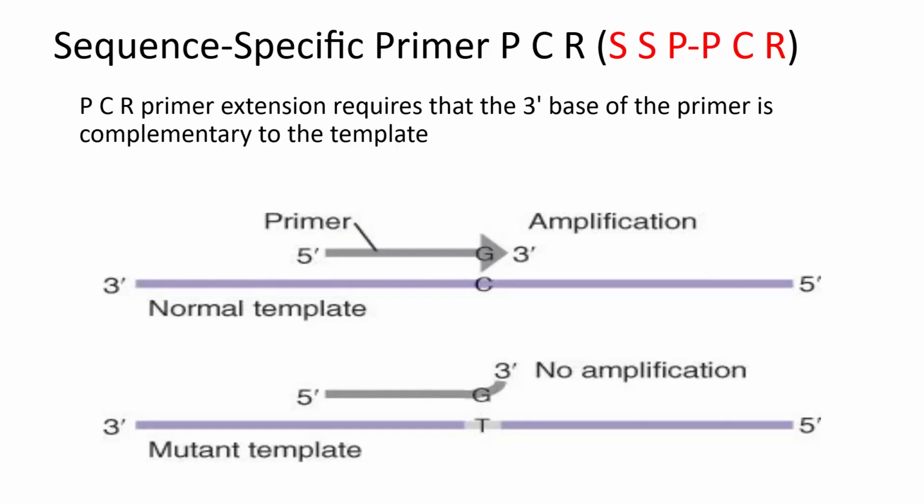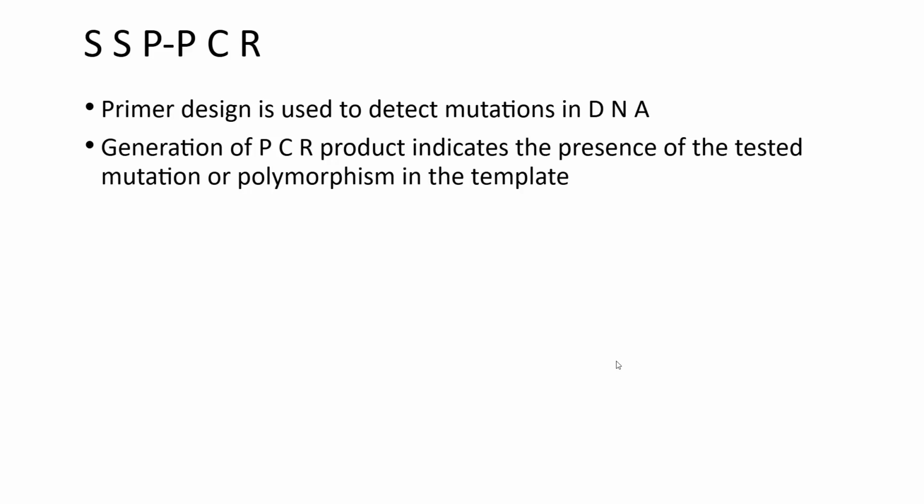Sequence-specific primer PCR, SSP PCR. The PCR primer extension requires that the 3' base of the primer is complementary to the template. So with a normal template, the PCR primer is going to go perfectly. In a mutant template, the PCR primer is not going to stick at a particular region, and no amplification would happen. The primer design is used to detect mutations in the DNA. The generation of a PCR product indicates the presence of the tested mutation or polymorphism in the template.